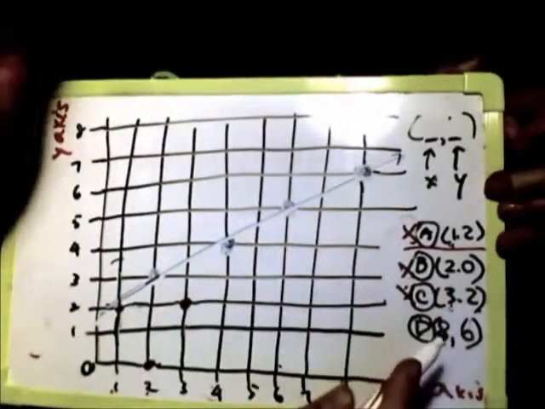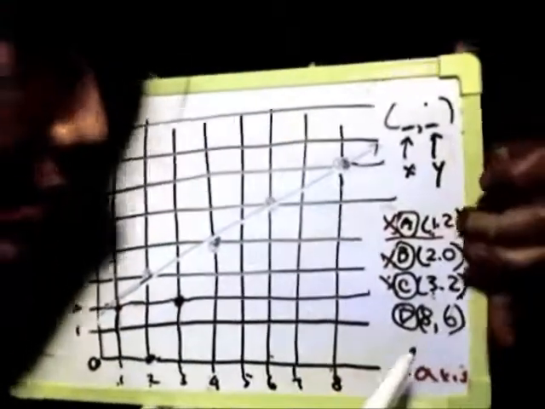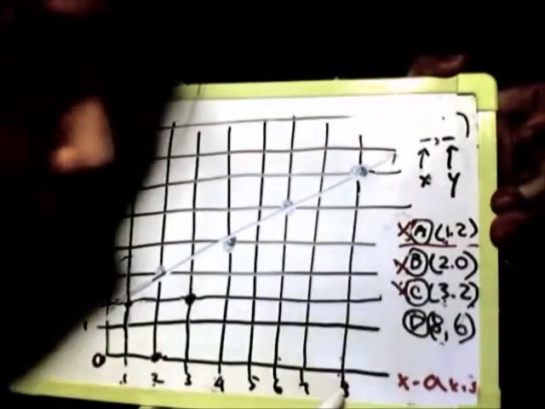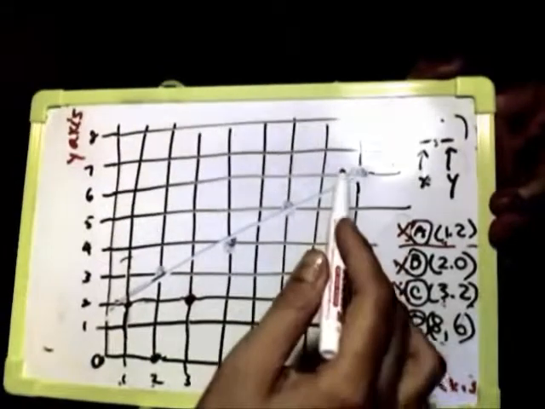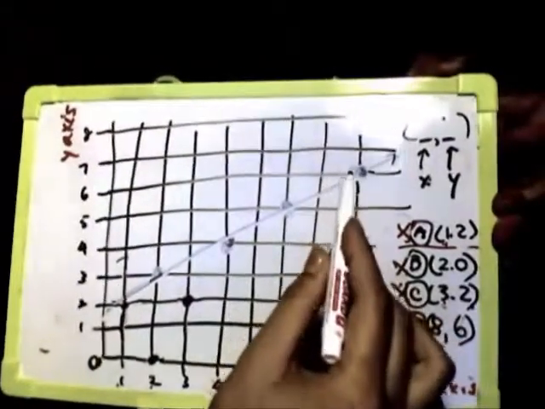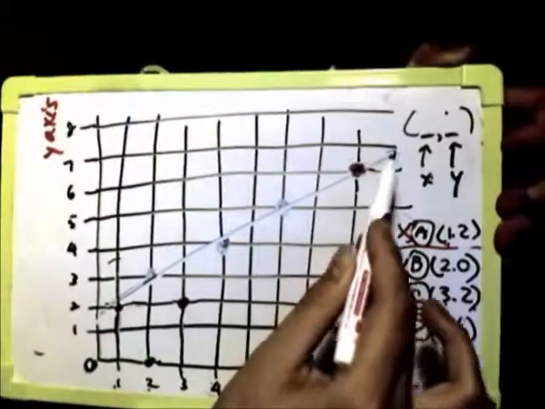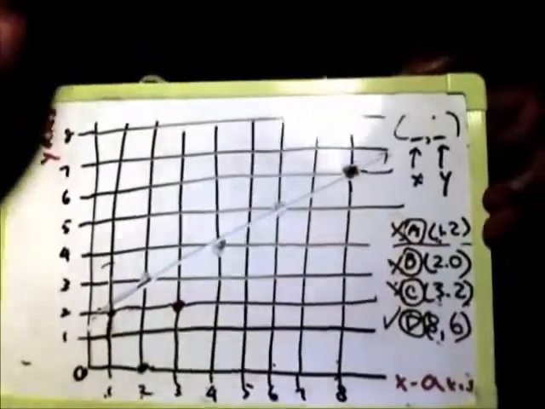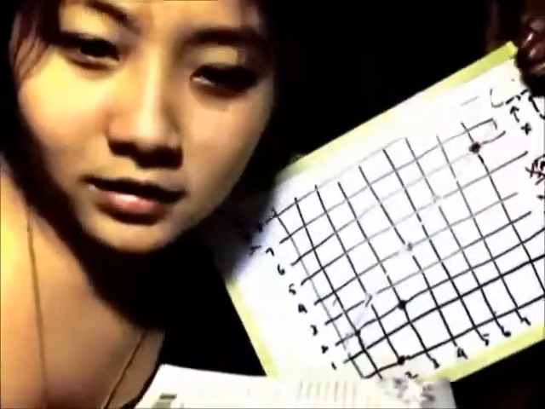I hope this is it, because it better be it. So D, 8, 6. Find 8 on the x-axis. The first number is 8. Find 8, then you go up until you hit 6, and bam! This is on the line. So this is your answer. There you go, Michelle. That's your answer. Good luck.